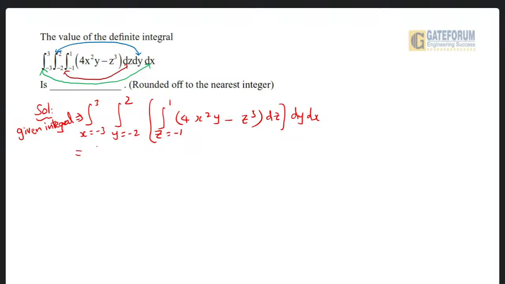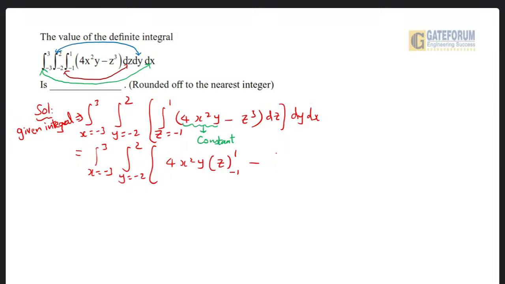Now this is x is equal to minus 3 to 3, y limits minus 2 to 2, z. With respect to z, x and y terms are constant. So this is constant with respect to z. Now, constant integration with respect to z is 4x square y, constant into z between the limits minus 1 to 1. Z cube integration is an odd function.